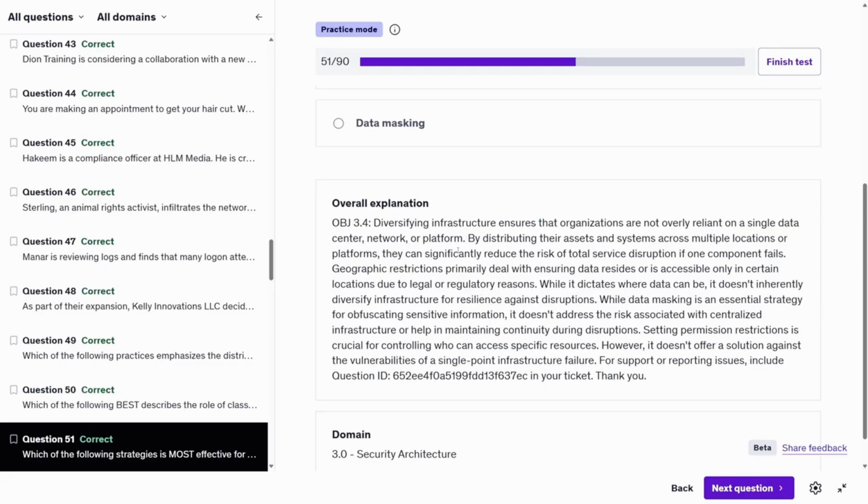Geographic restrictions primarily deal with ensuring data resides or is accessible only in certain locations due to legal or regulatory reasons. While it dictates where data can be, it doesn't inherently diversify infrastructure for resilience against disruptions. While data masking is an essential strategy for obfuscating sensitive information, it doesn't address the risk associated with centralized infrastructure or help in maintaining continuity during disruptions. Setting permission restrictions is crucial for controlling who can access specific resources. However, it doesn't offer a solution against the vulnerabilities of a single point infrastructure failure.